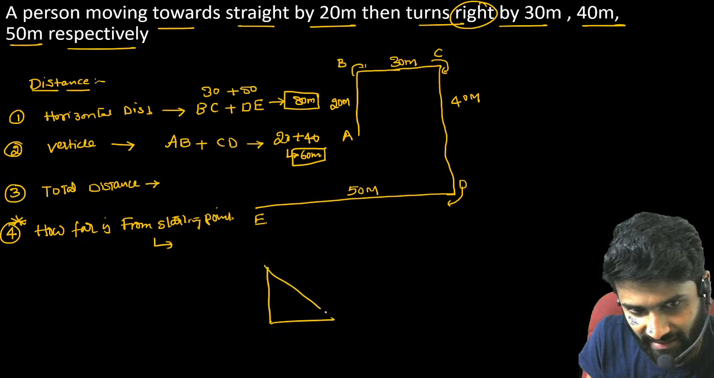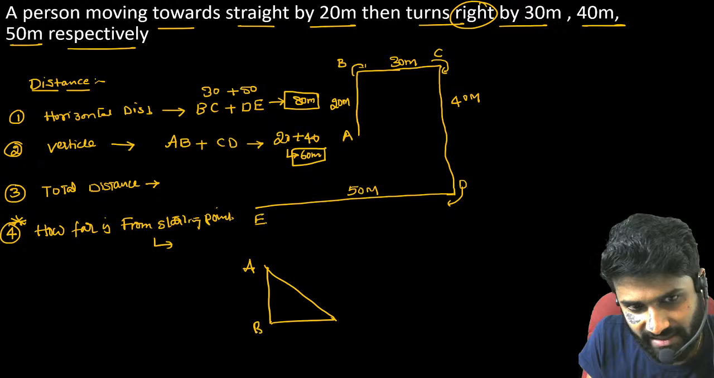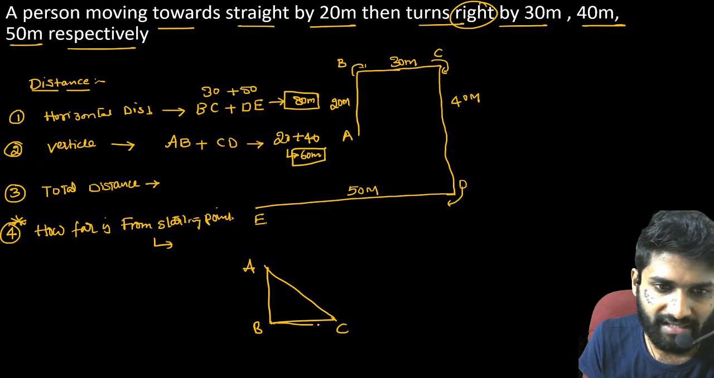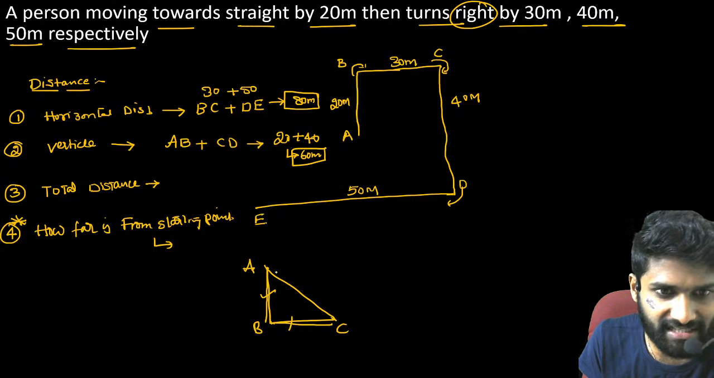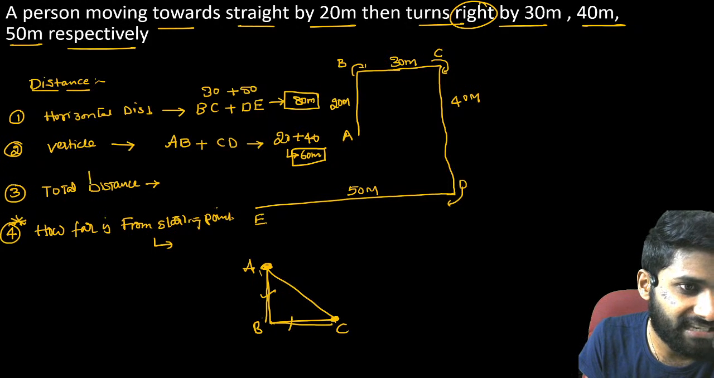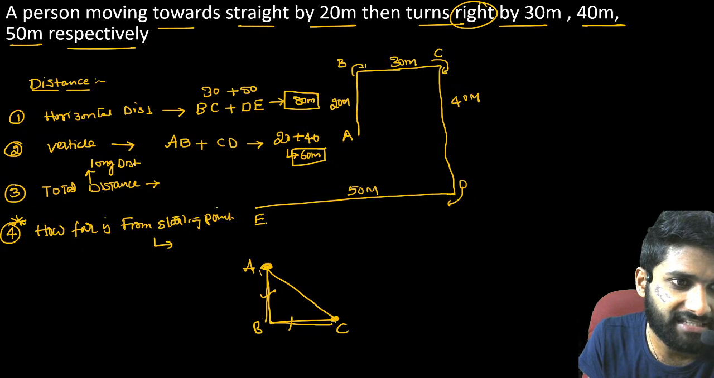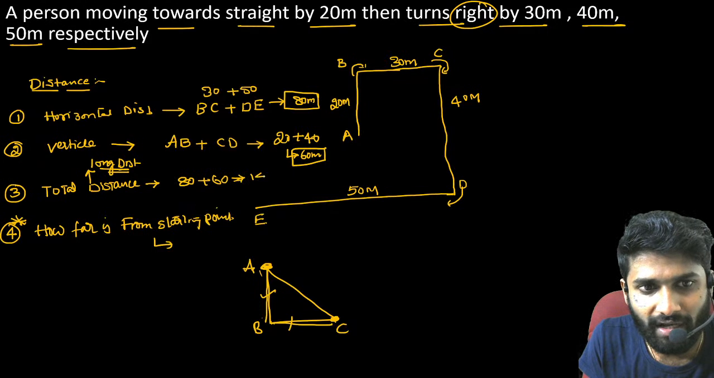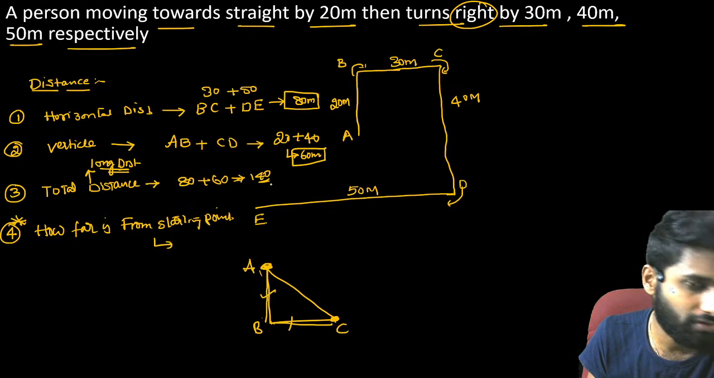If I take it as a triangle, this is the A point, this is the B point, and this is the C point. Now, the horizontal journey is equal to BC. Vertical distance is equal to AB. The total distance means AB plus BC. The shortest distance between the points means the shortest distance between A and C. AB plus BC is the longest distance. Keep it in mind. The longest distance 80 plus 60 is equal to 140. The longest distance is equal to 140.